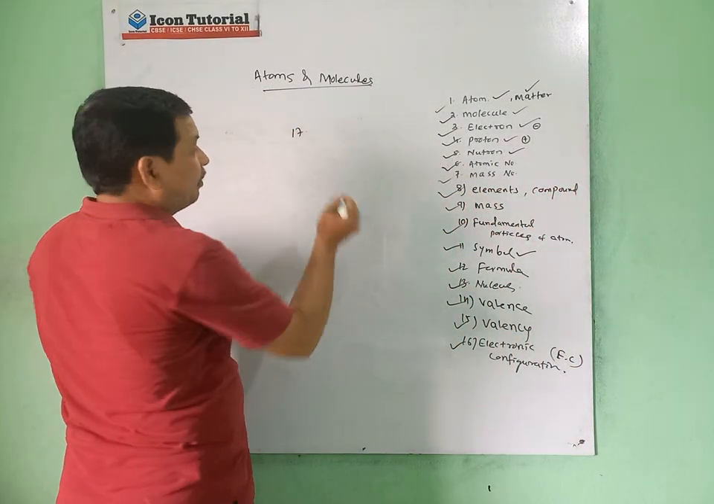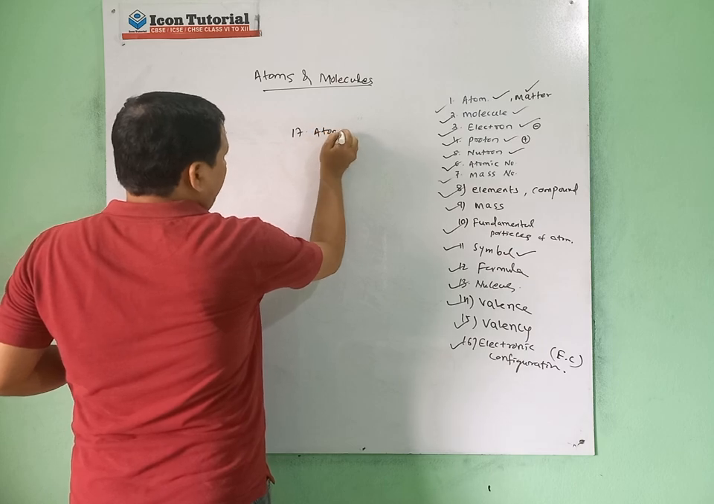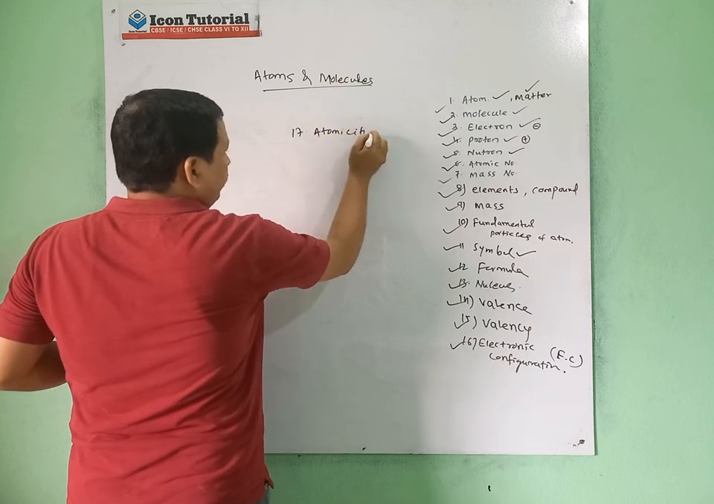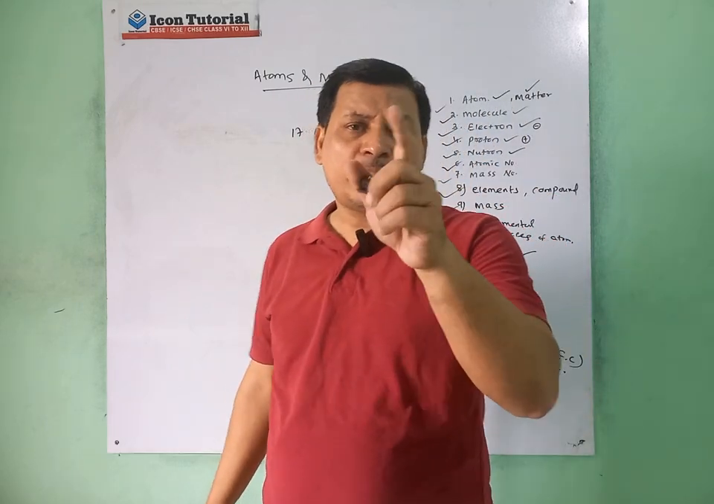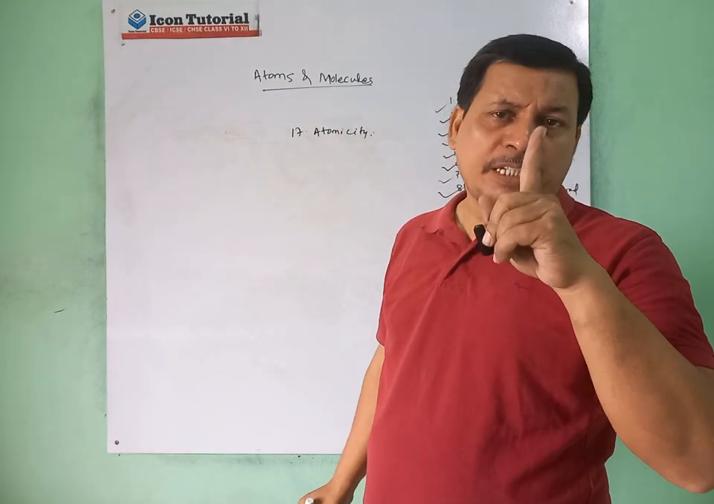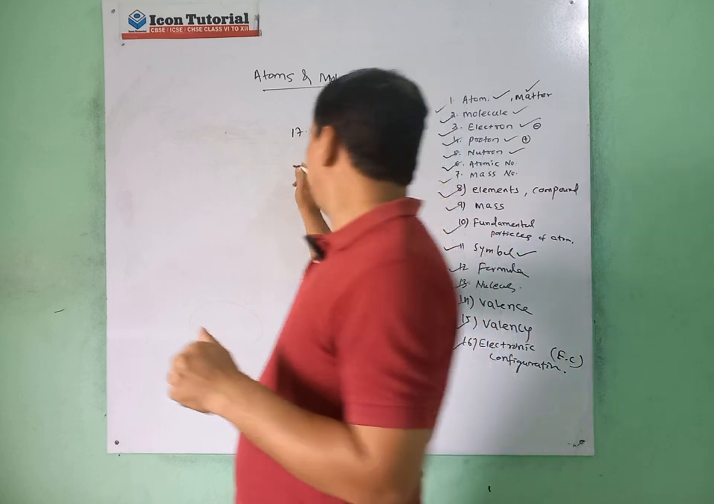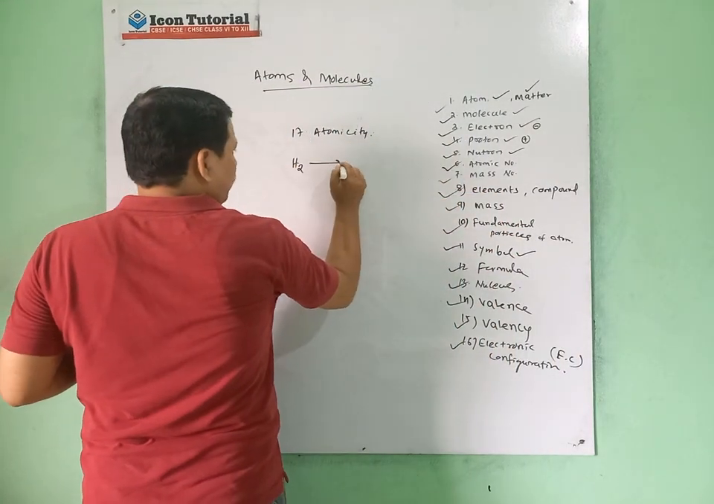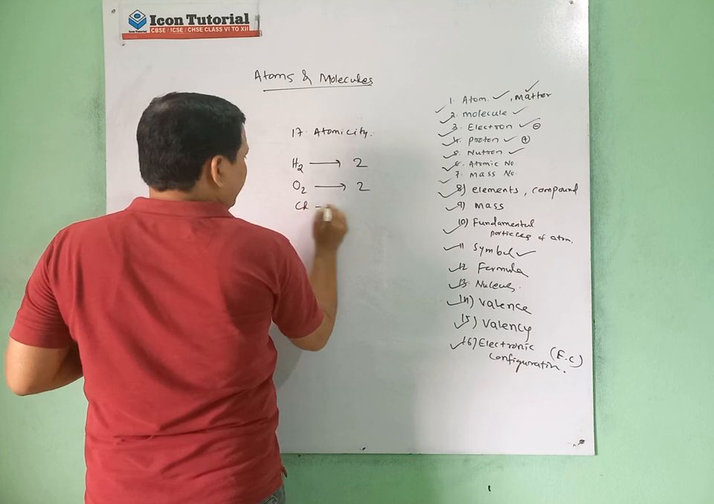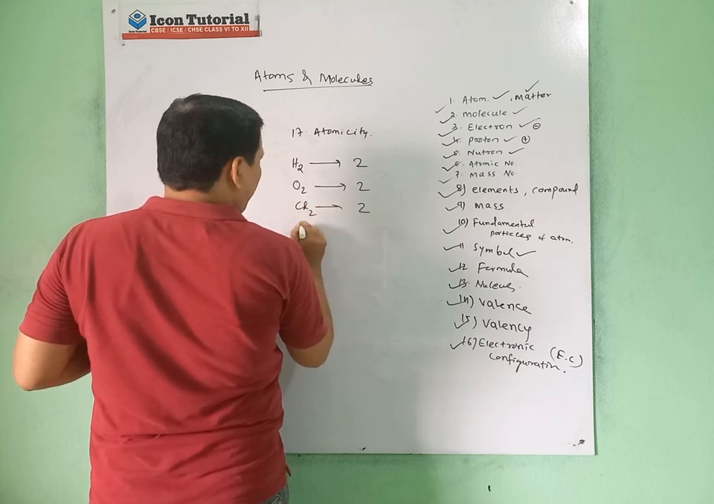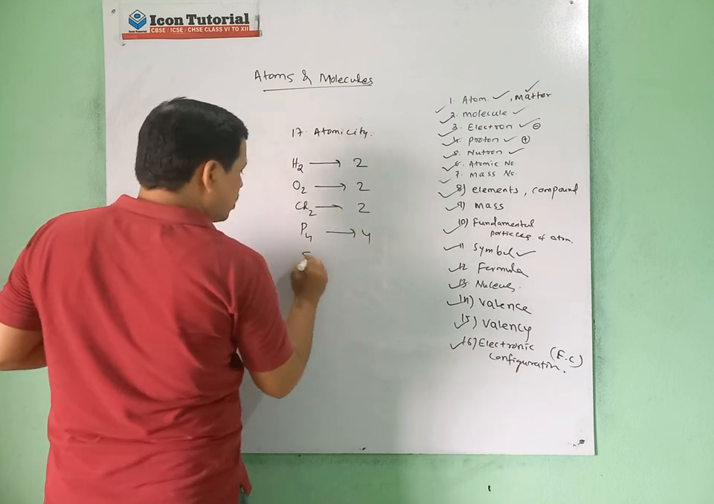Atomicity is very important. What is atomicity? Atomicity is the number of atoms required to form one molecule of an element. For example, hydrogen atomicity is 2, oxygen atomicity is 2, chlorine atomicity is 2, phosphorus atomicity is 4, sulfur atomicity is 8.